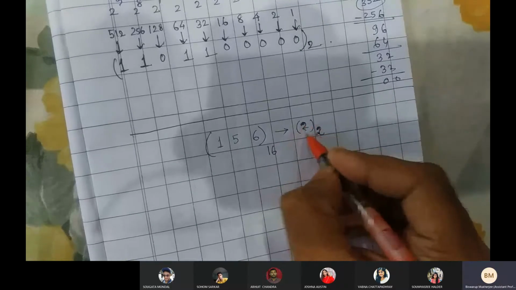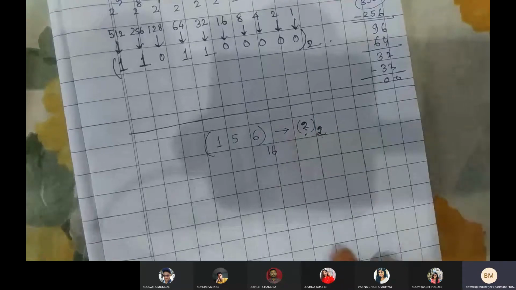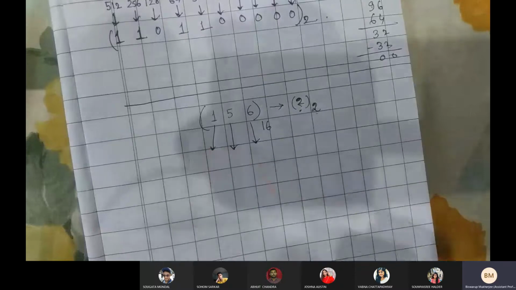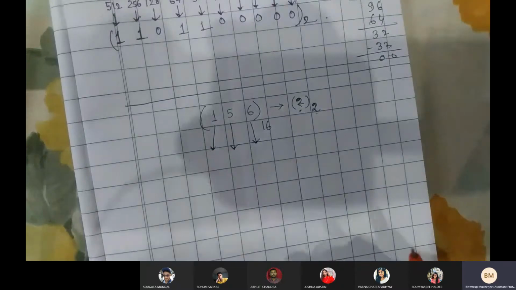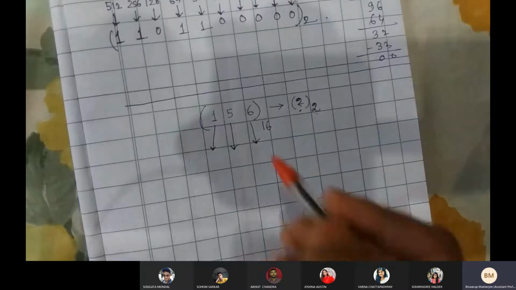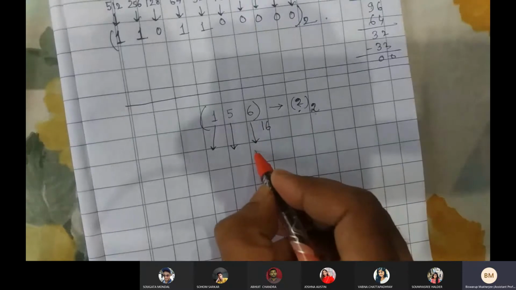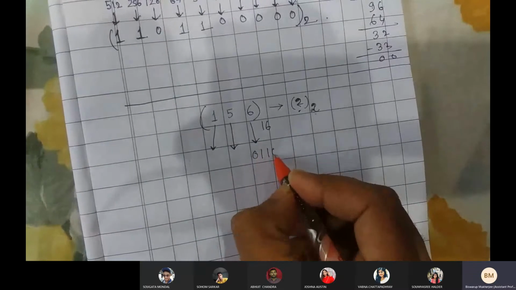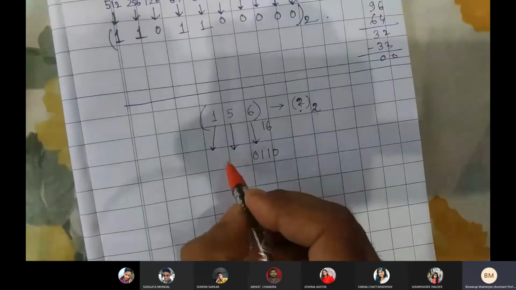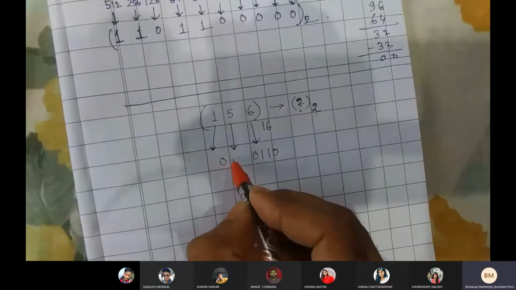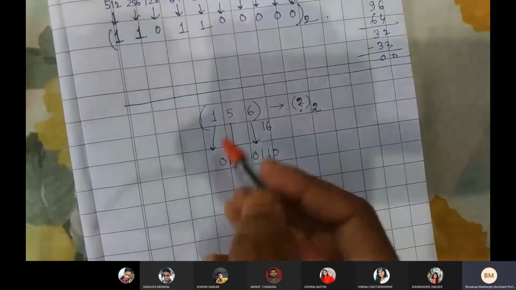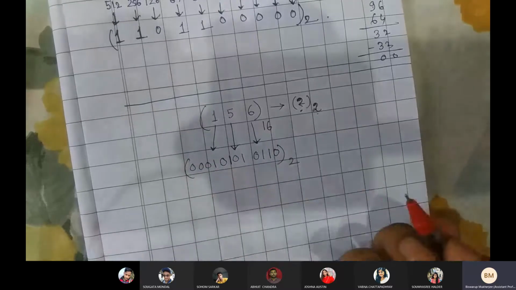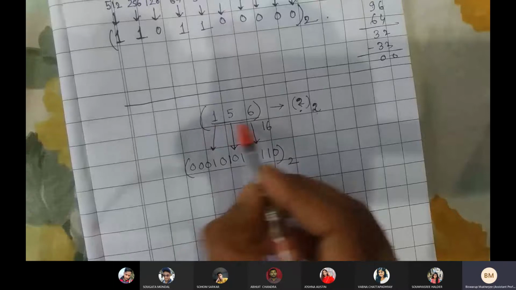Sorry. So this is how to convert that into binary. What we need to do is convert the individual digits into the corresponding 4-bit binary number. So 6, as I have mentioned already, is 0110 in the 8421 system. Similarly, 5 is 0101 and 1 is 0001, right? So this is the binary value of this number 156.